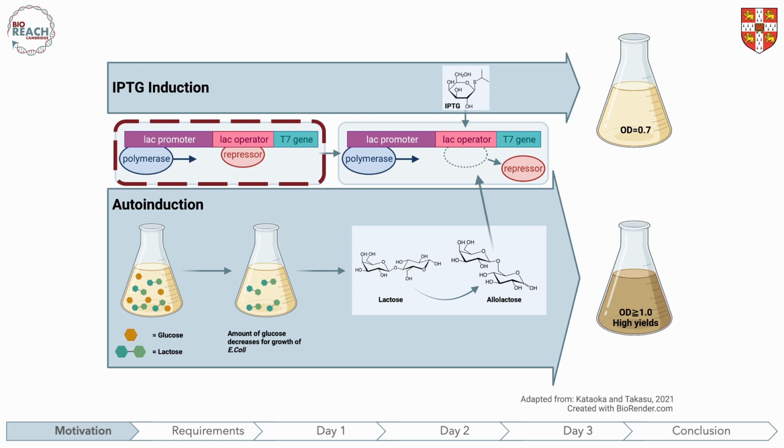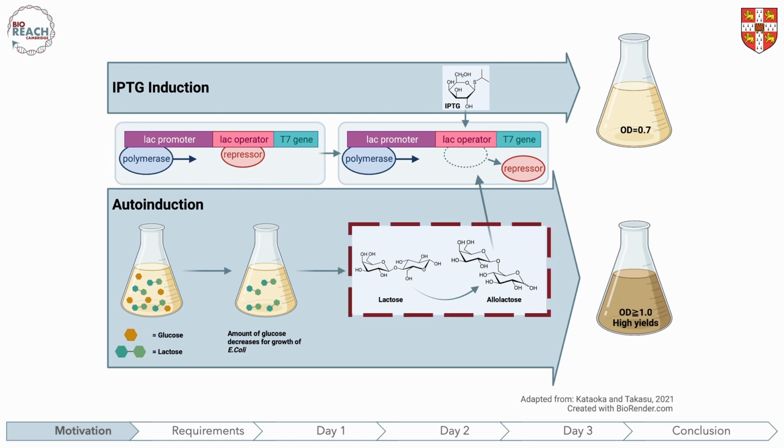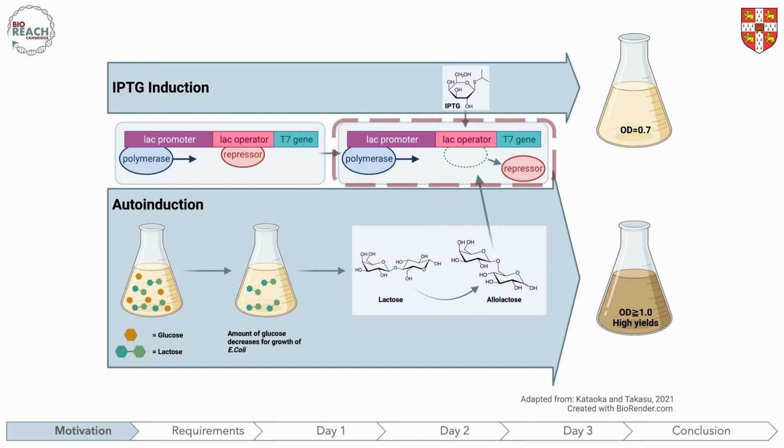The lac operon includes the lac promoter, the lac operator, the gene of the desired protein, as well as a terminator. The main source of energy for E. coli is glucose, but they can also metabolize lactose when glucose is not available. When lactose is metabolized, the repressor on the lac operator is removed, which allows the expression of the desired protein.